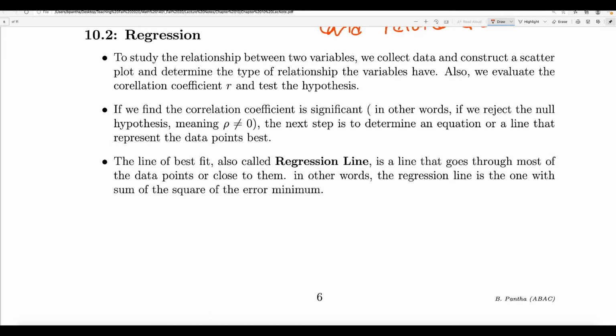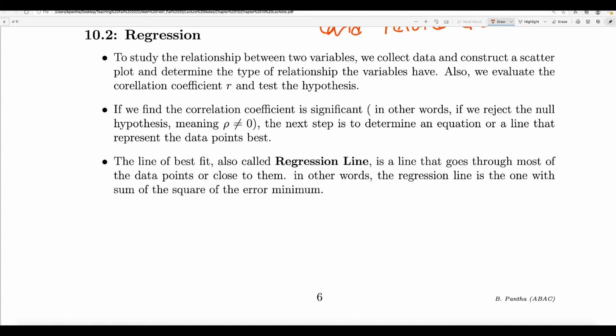In the last video, we discussed how to test whether two variables have a linear relationship in the population by using their correlation coefficient from the sample. Now, suppose that in the population, the two variables x and y have a linear relationship. What we want to do is find the equation of their relationship. What is the linear equation for their relationship? How can we represent that in a line?